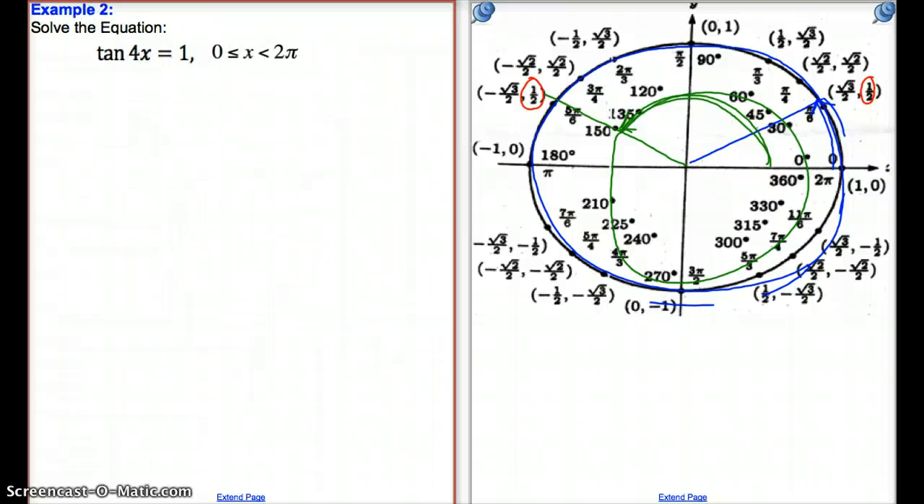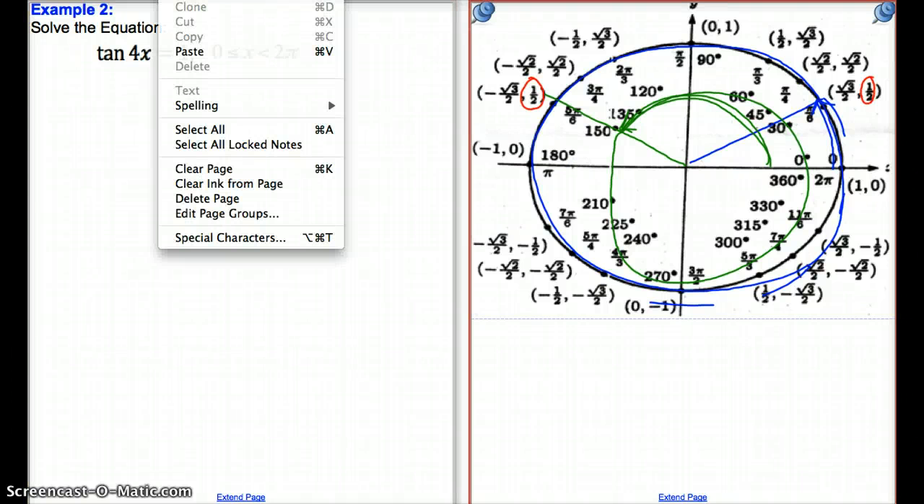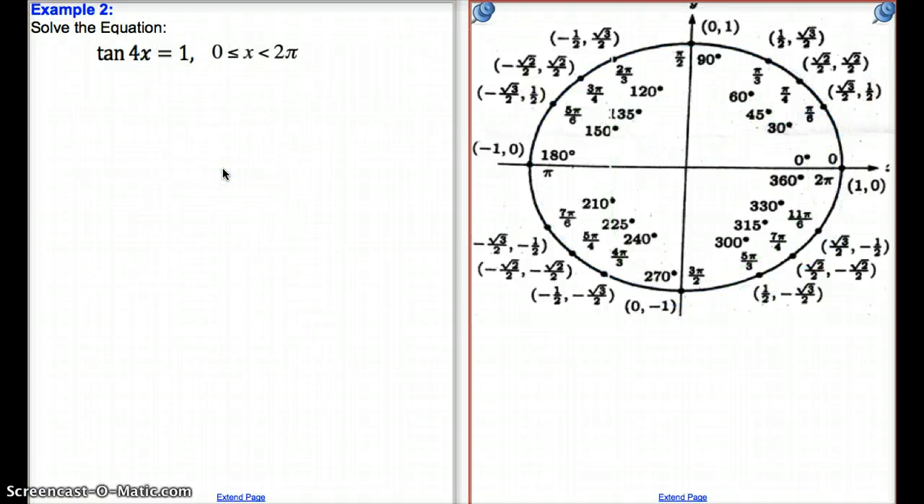So let's see here. Now we have tangent of 4x equals 1. Good news is the tangent is already alone, but we have that 4x on the inside. So our first step here is going to be the same. We're still going to take a look at our unit circle and find out where is tangent 1. Tangent of what angle is 1? Okay, tangent is slope, and I see the tangent is 1 here at 45 degrees, or pi over 4.